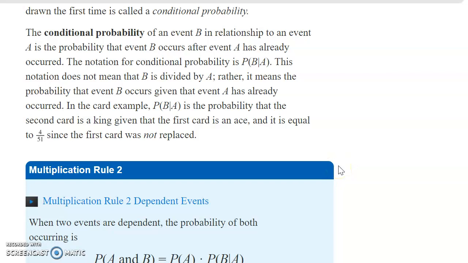Okay, folks, this is the second recording. It's recording number 2 for section 4-3. And where we left off was we were talking about this conditional probability. And the concept is, I would say, pretty easy.